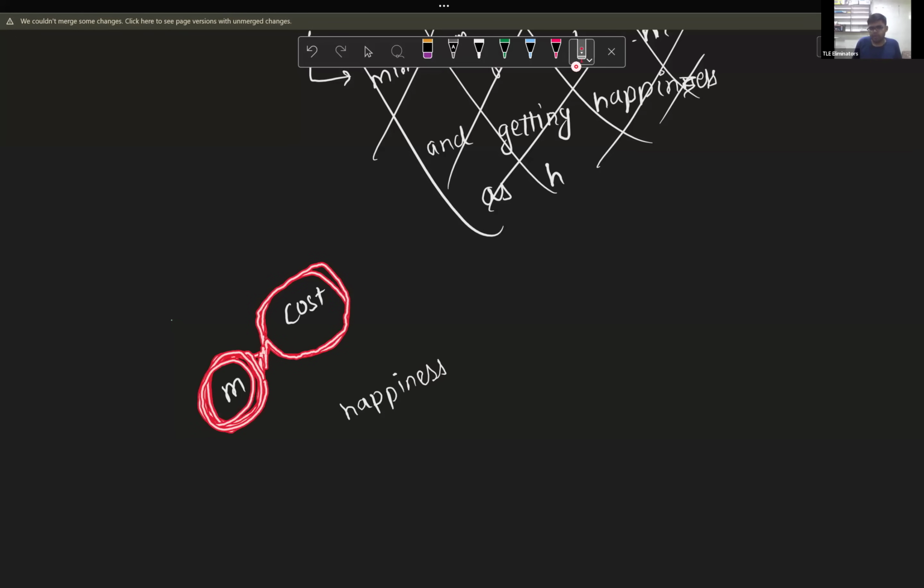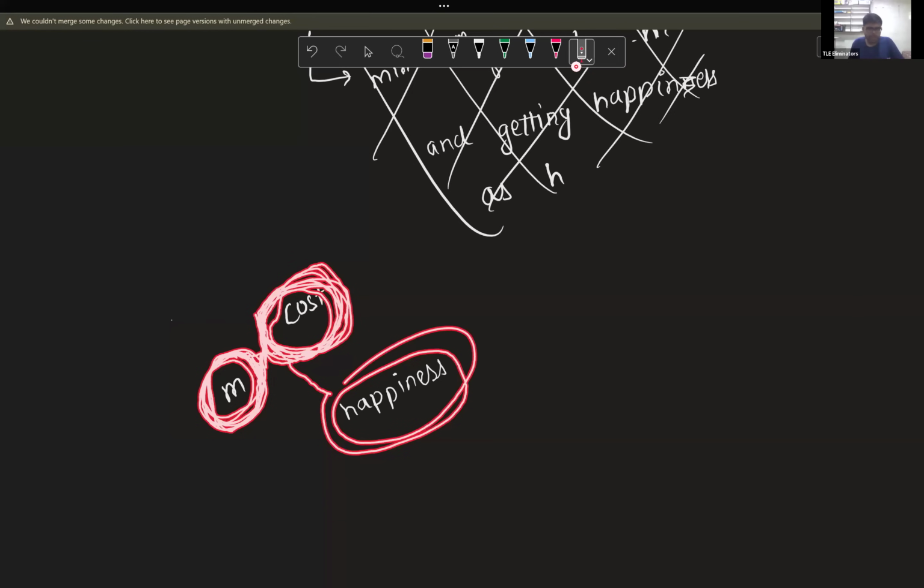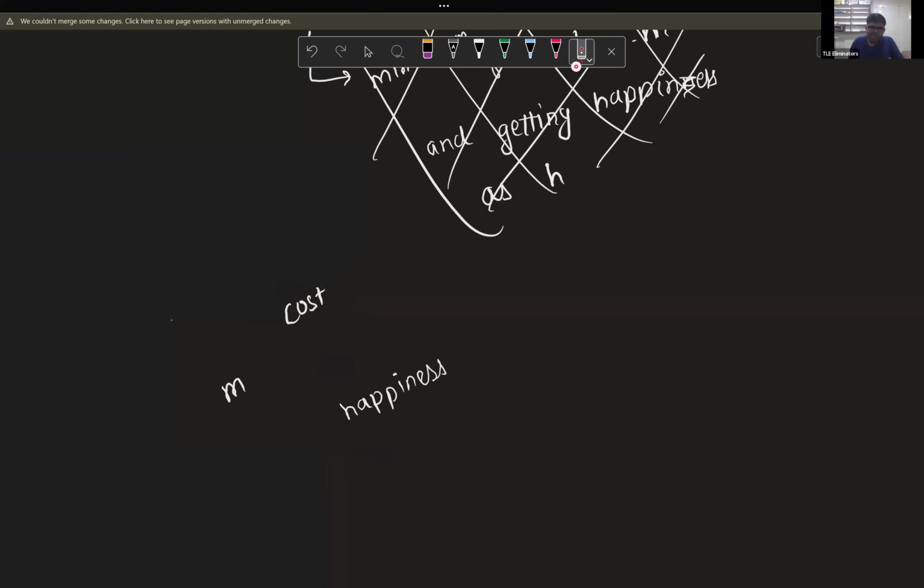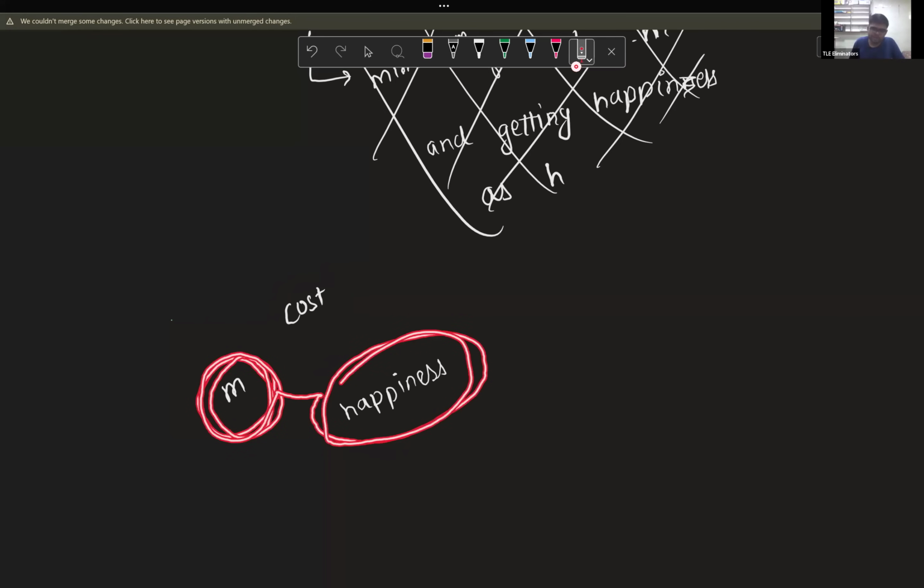So generally, we are habitual of creating this kind of state: m months have passed and this much cost has been used, then what is the maximum happiness you could get? But here in this case, the cost can be very huge. So we would like to have the state in this way: m months have passed and you have got this much happiness. So what is the minimum cost you will have to spend to get to this amount?